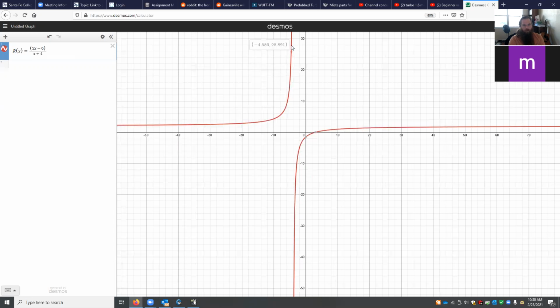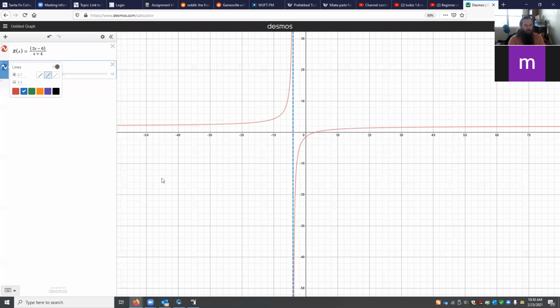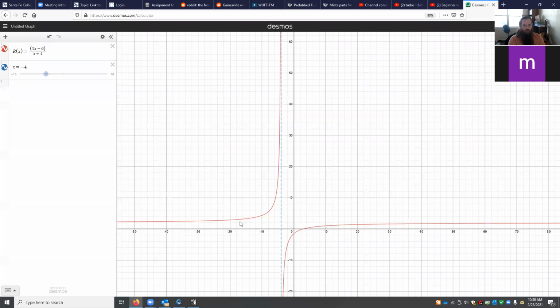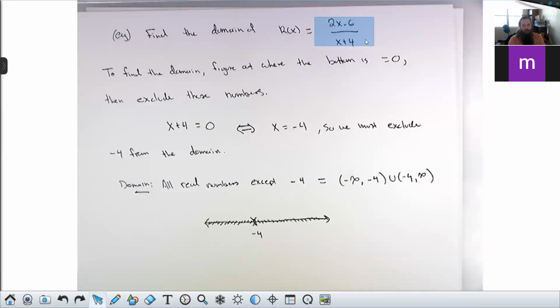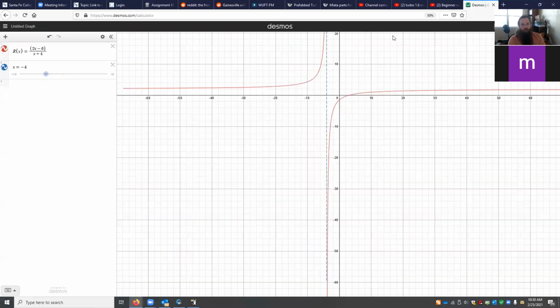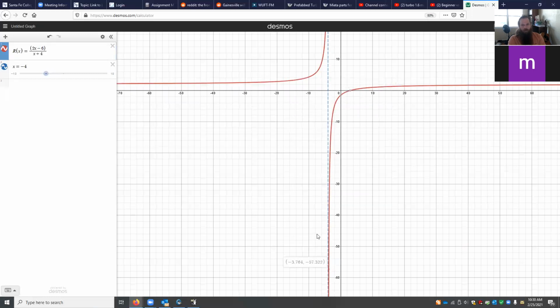If we want to see what our domain is, notice what's going on here at -4. As x gets closer and closer to -4, the bottom of this expression is getting closer and closer to 0. And if you divide something by a number that's close to 0, you get a very big number. So as x gets closer and closer to -4, the y values here are blowing up. This is called a vertical asymptote, and it happens on both sides.